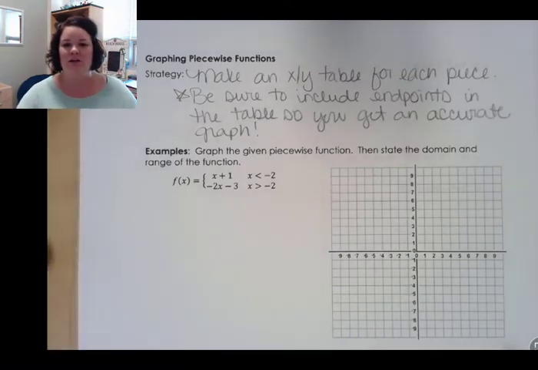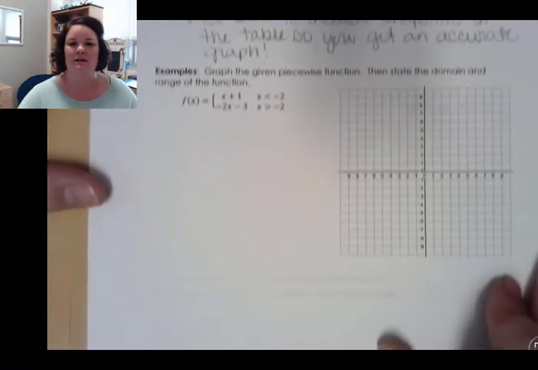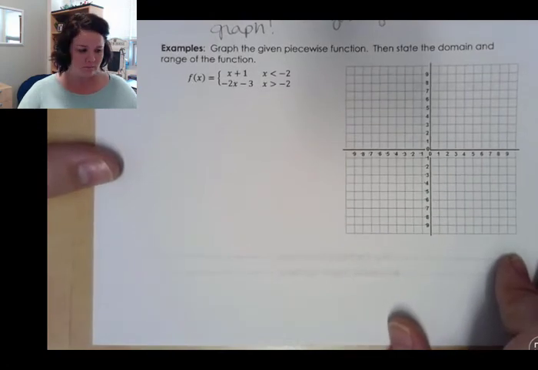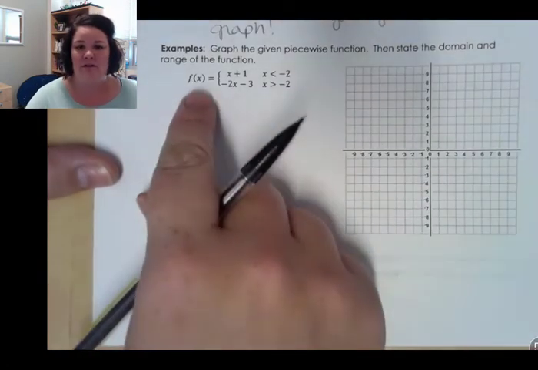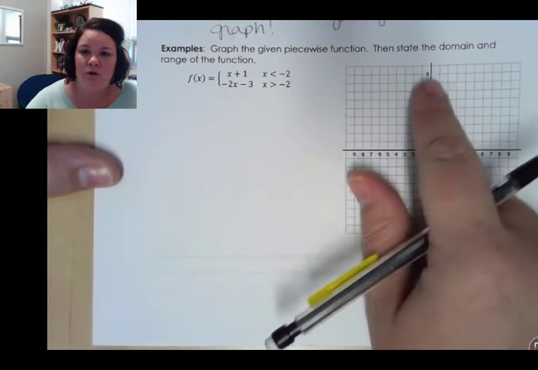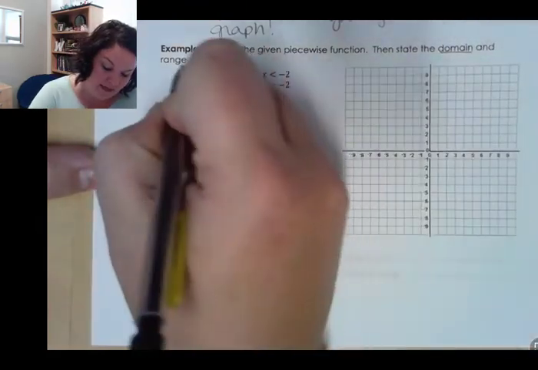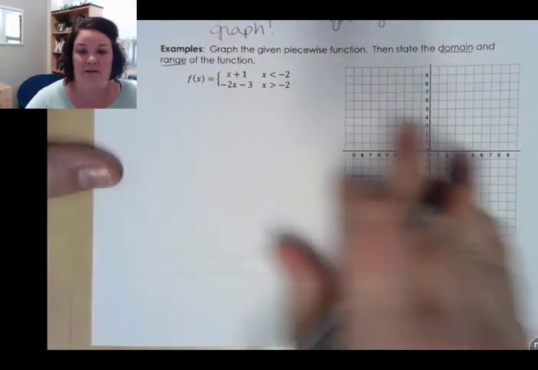Okay, so let me go ahead and just show you an example of what this looks like. So here's our first one. We're going to graph this function, and then we're going to also find the domain and range of the function once we have it graphed.